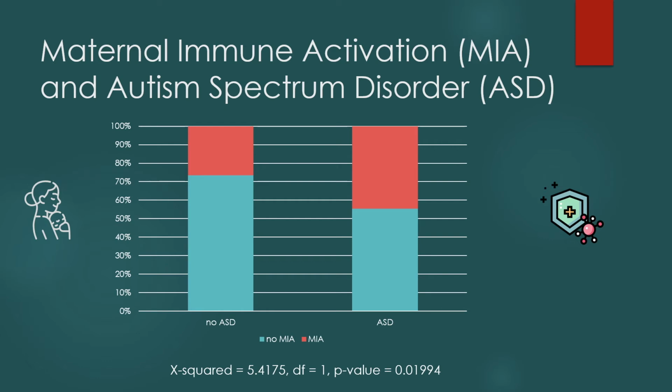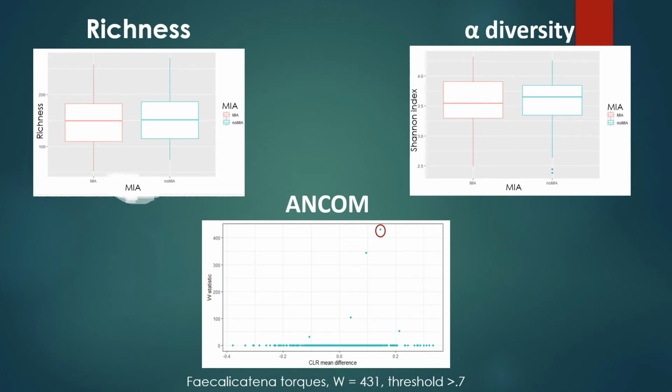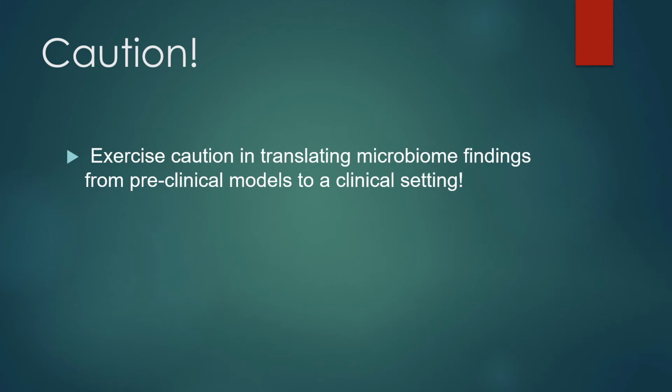Consistent with previous research in ASD, we found that children born to mothers with MIA were more likely to be diagnosed with autism. However, unlike animal studies, we found no significant differences in microbiome richness and microbiome diversity. We found a significant difference in only one bacterial species, Thycalicatena torquis, which was significantly more abundant in children of mothers with MIA. Given the current interest in microbiome-focused therapies, we should exercise caution in translating microbiome findings from preclinical models to a clinical setting. Thank you.